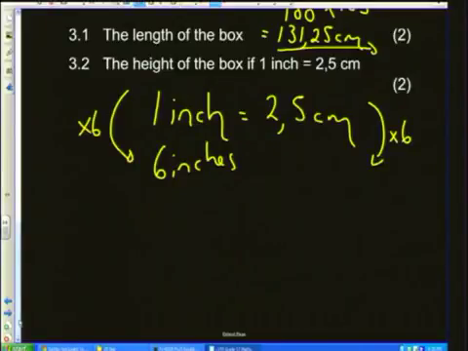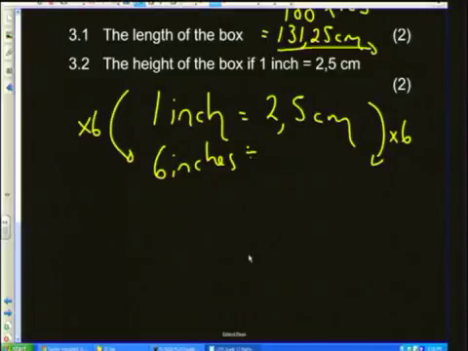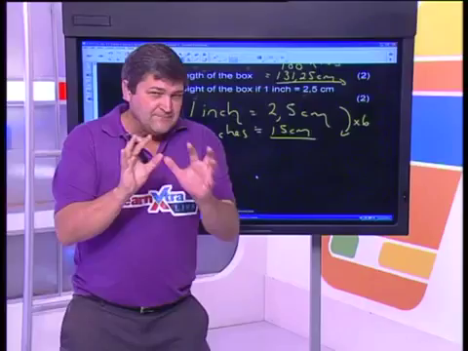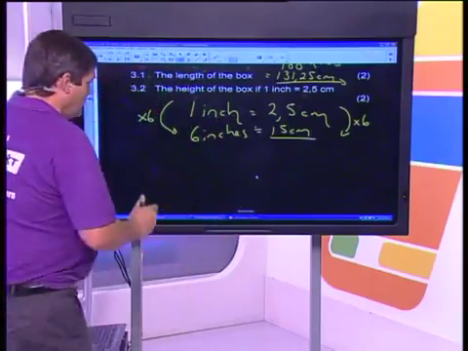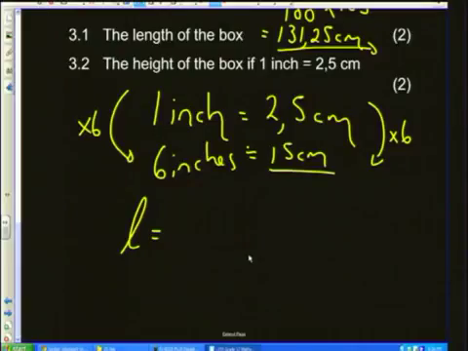And our calculator is going to do that for us. So we're going to say we've got 2.5 multiply that by 6 equals, and my answer is 15. So I've got equals 15 centimeters. Okay. So let's look at the dimensions of this box. We know that the length is what?